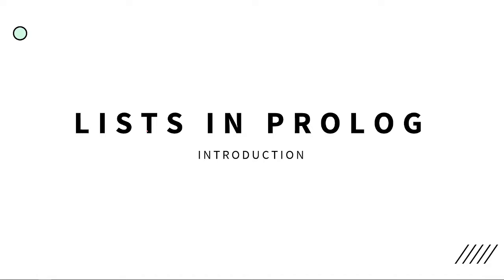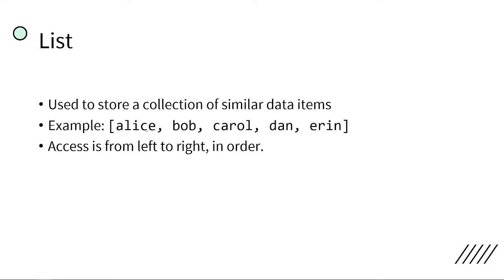In this topic, I will be showing you how to process lists in Prolog and how to understand how lists work in Prolog. So, just a short review. As we all know, a list is used to store a collection of similar data items. For example, here we have a list with 5 items. The items are Alice, Bob, Carol, Dan, and Erin.